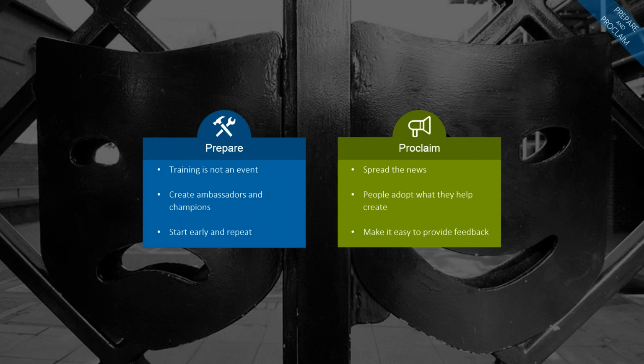And then lastly, make it easy to provide feedback. A lot of us don't want to hear feedback, but it's amazing how quickly you can change, and there's some really easy low-hanging fruit that you could probably do to help people get engaged quicker.